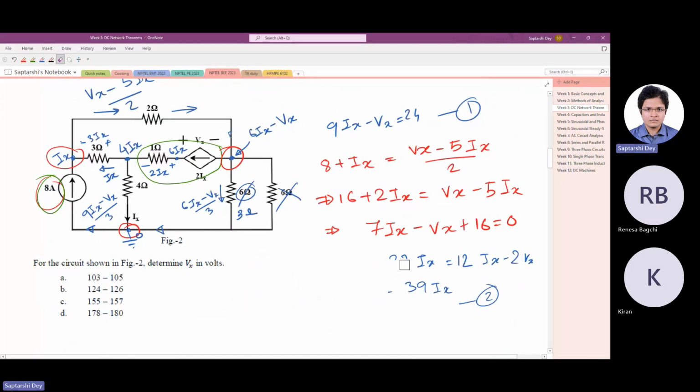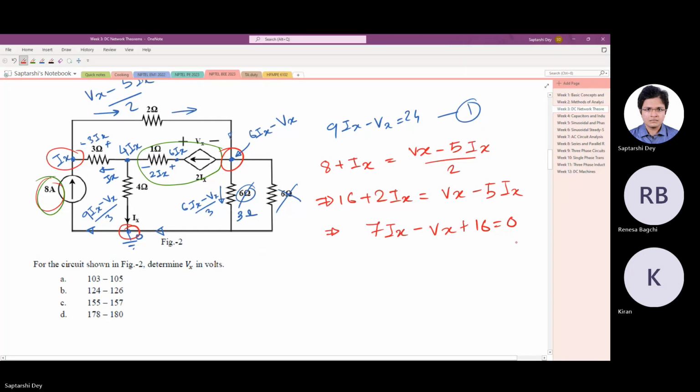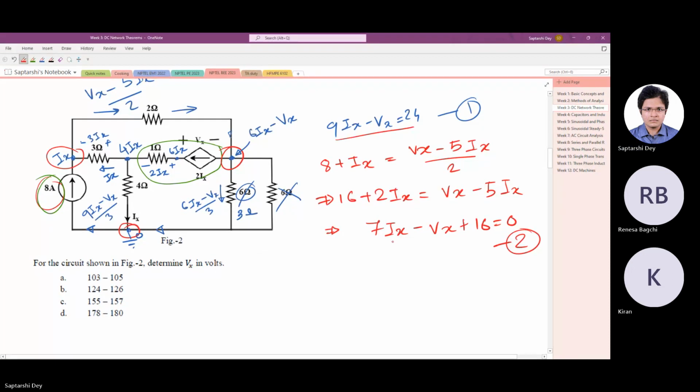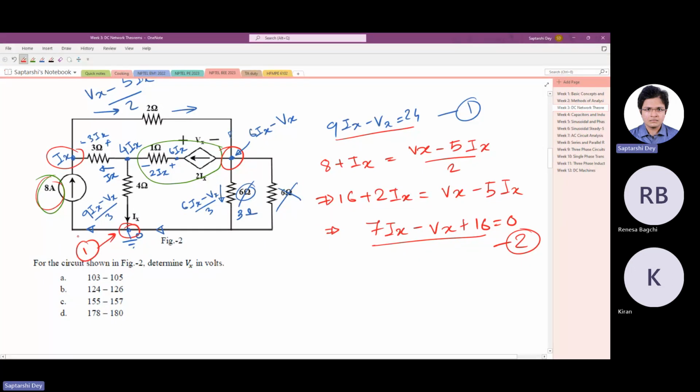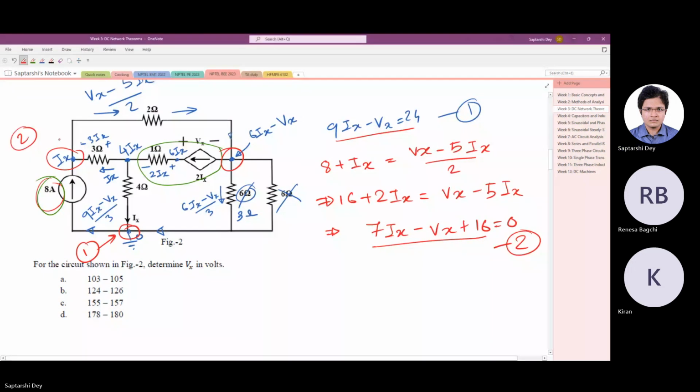So basically now you have two equations. If you solve this, you will get the same answer. This and this, we did by applying KCL. Node analysis is nothing but KCL, right? At two points we applied KCL. We got equation 1 from this node and equation 2 from this node.